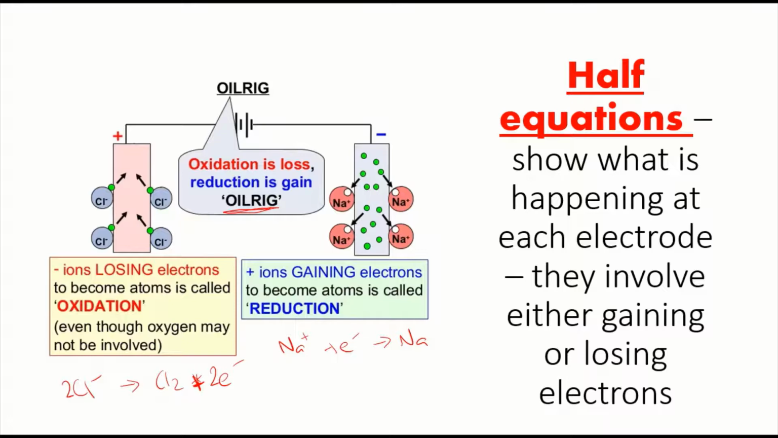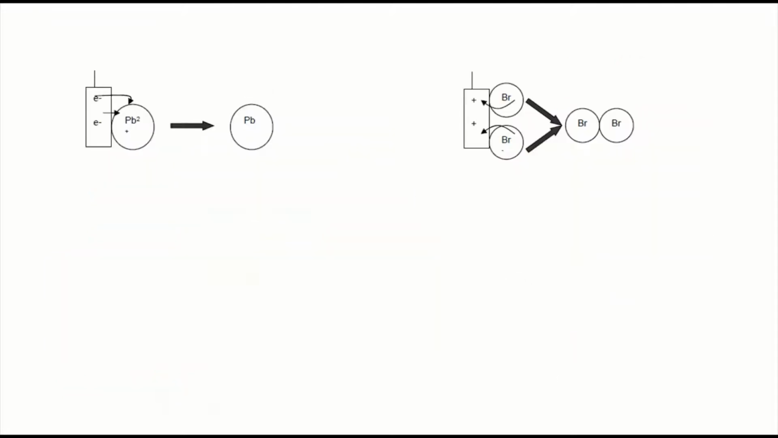So let's have a reminder about our lead bromide then. This is the work that we were doing yesterday, or it was covered in the video yesterday. I just want to recap it. So this is at the cathode. We've got our cations going to our cathode, and our half equation is going to be an ion turning into an element. So we've got our Pb2+, and it's going to turn into Pb.